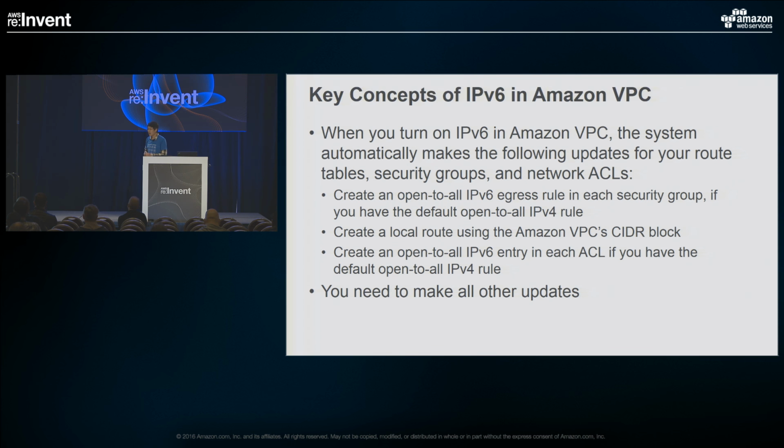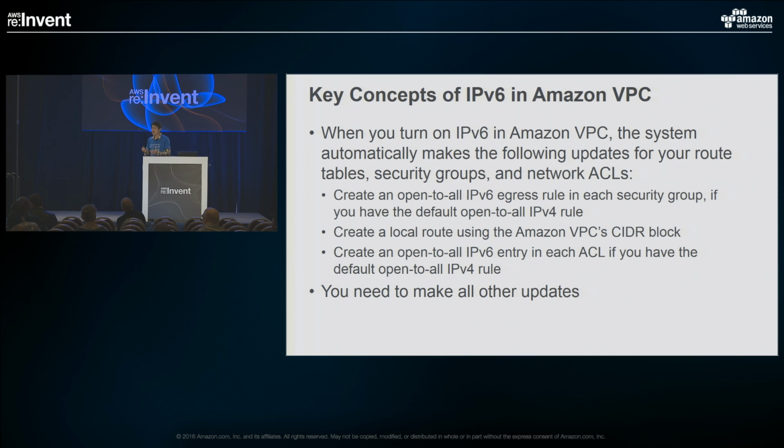In your network ACLs, for both inbound and outbound, they are default open. They have open-to-all rules by default. So if you did not change these IPv4 open-to-all rules, we are going to automatically add open-to-all IPv6 rules. And in route tables, there is always a local route. It's not editable. So as soon as you turn on IPv6, you will see the default IPv6 route to the local CIDR.